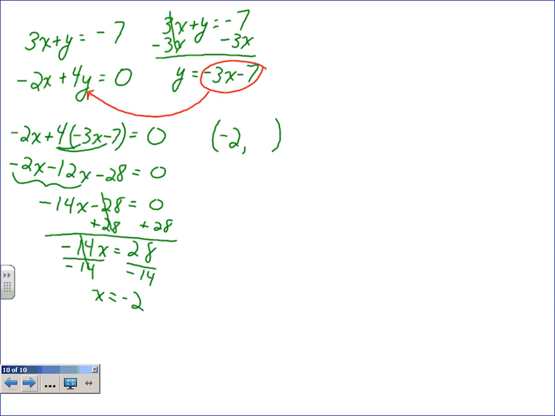And how do we figure out what y is? Plug it back in. I could plug it into the top one, or into this one here. I think I'll plug it in right there. So y is equal to negative 3 times negative 2 minus 7. y is equal to a positive 6 minus 7. y is equal to negative 1.